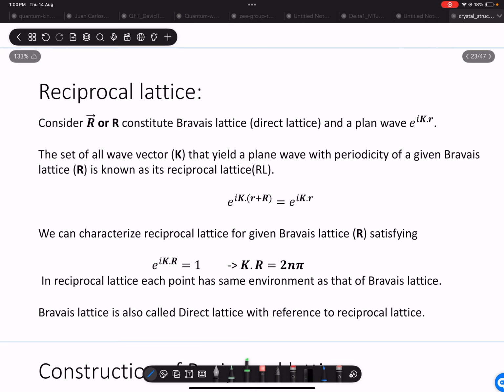Now we shall start with some concept called reciprocal lattice, or more generically called reciprocal space. What do we mean by reciprocal space? We'll come to this presentation, but let us go to the pen and paper approach to understand it.